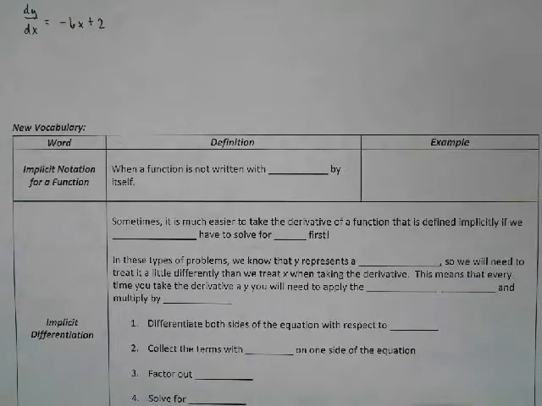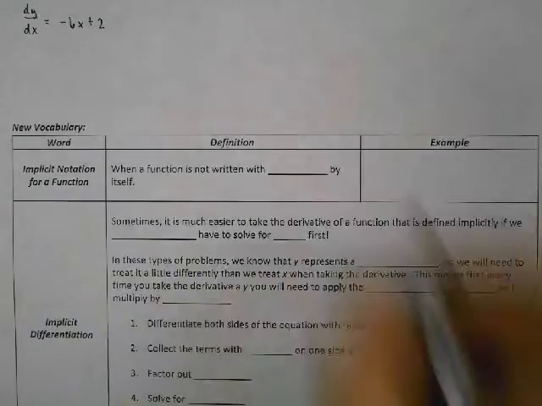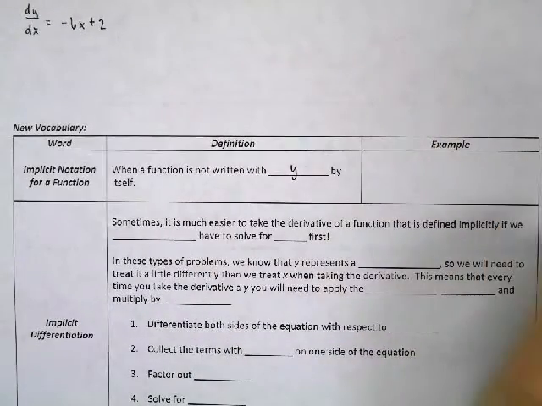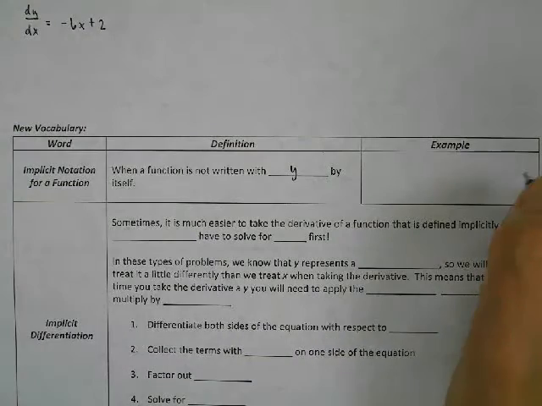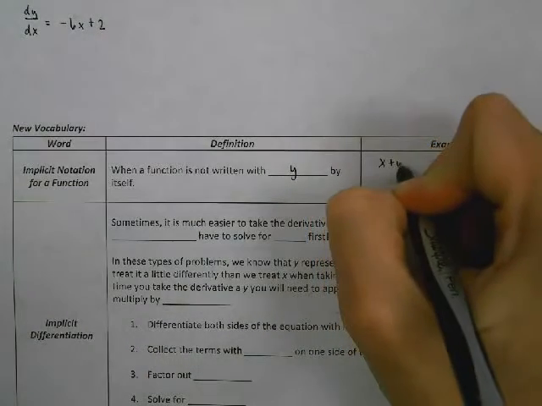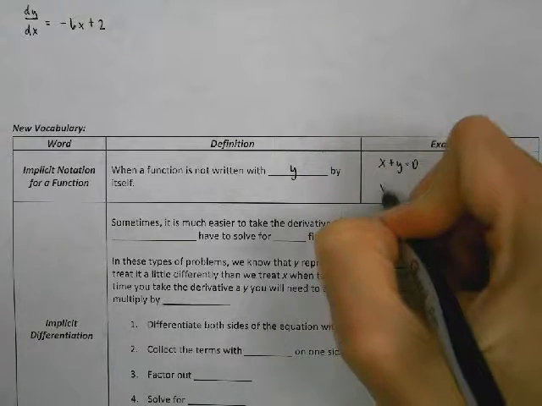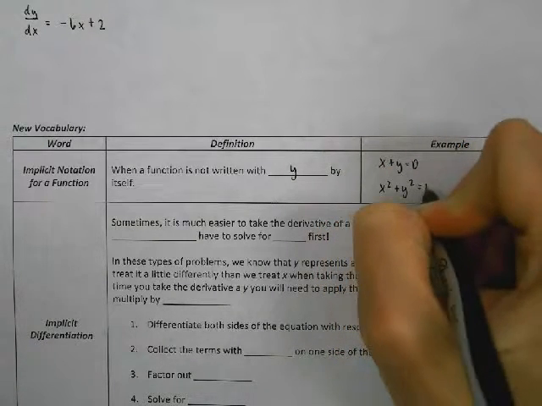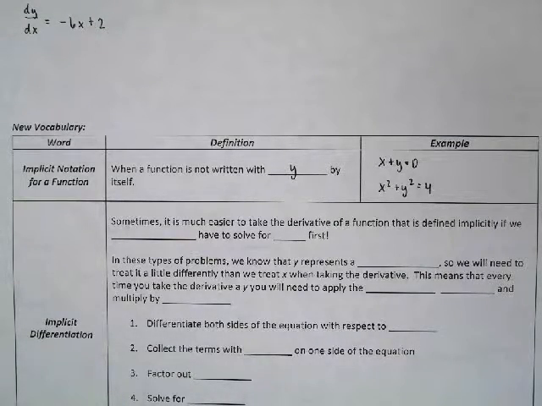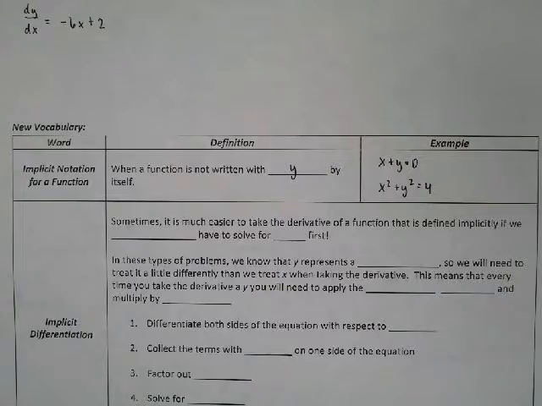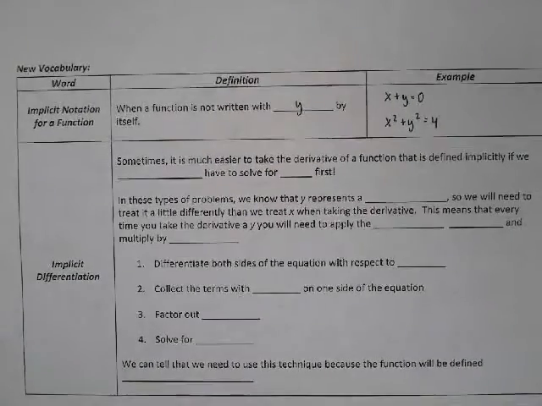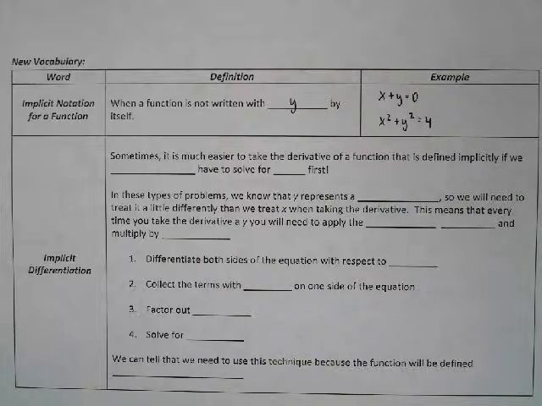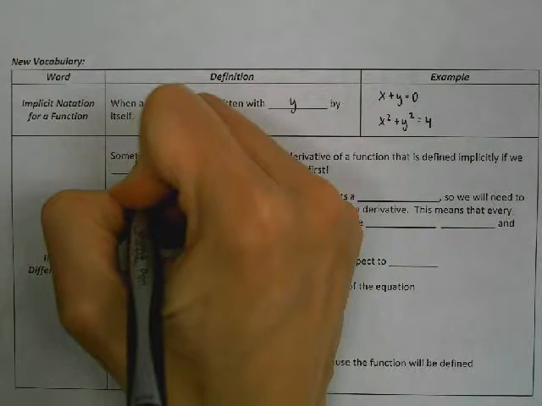Okay, so first in terms of some vocab and some steps, implicit notation for a function is just when a function is not written with y by itself. So for example, we have the problem 1 that we did above. I could look at a problem like x plus y equals 0, or x squared plus y squared equals 4. Those would be functions that are implicitly defined because y is not by itself. Okay, and so sometimes up above we were able to solve for y pretty easily, but sometimes it's going to be much easier to take the derivative of a function that's defined implicitly if we don't have to solve for y first.